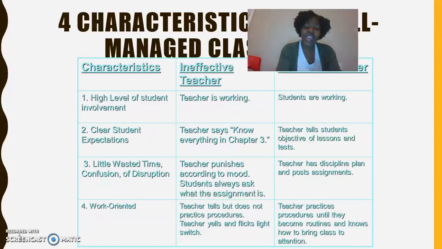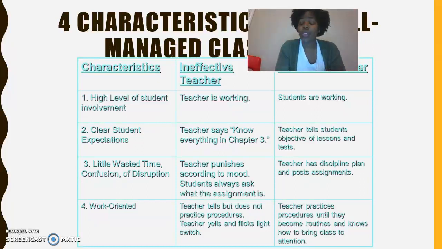And then last, we have work-oriented. In an ineffective classroom, the teacher tells but does not practice the procedures. You should be doing this. You should be doing this. You should be doing this. The teacher yells and flicks the light off, turning the lights on and off to get the classroom quiet.